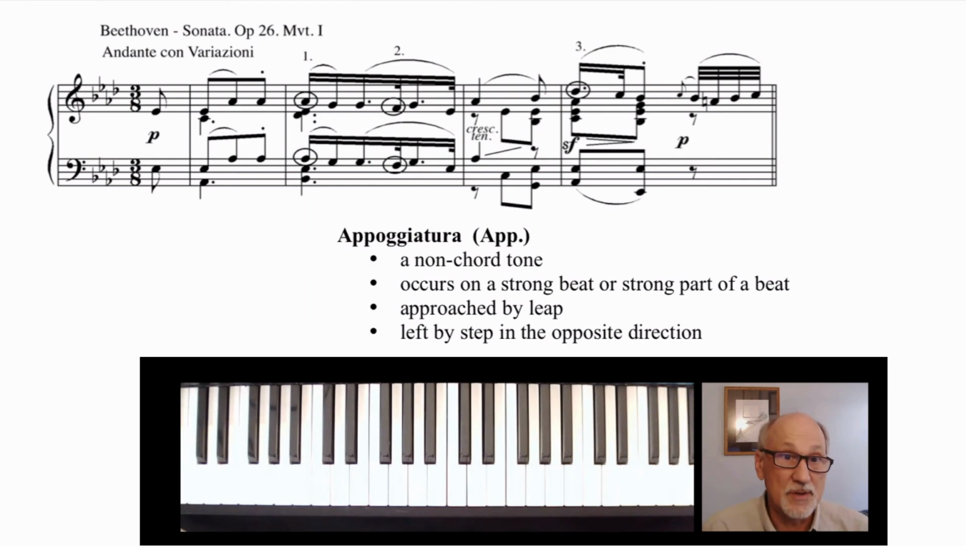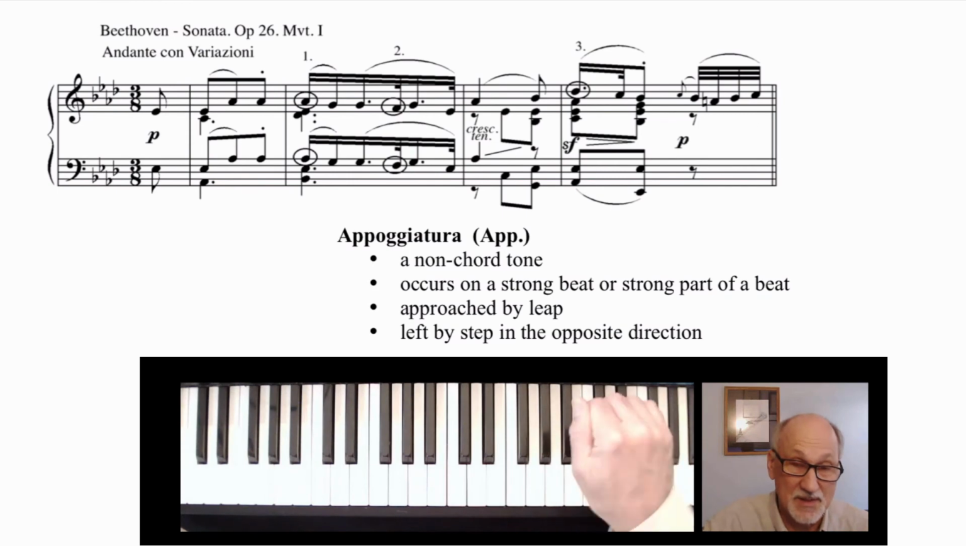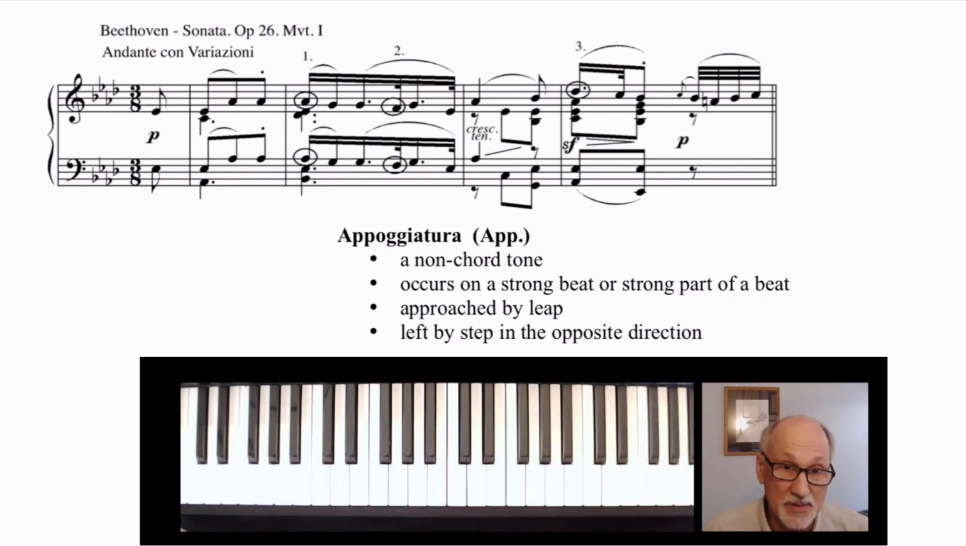Here's the definition. It's a non-chord tone. Now this is important. This is quite different than the other ones. It occurs on a strong beat, or a strong part of a beat. That's probably why it's called appoggiatura, or leaning on the beat, because it's very different than the other ones. It's in a very strong location. And it's approached by leap, and it's left in the opposite direction stepwise.